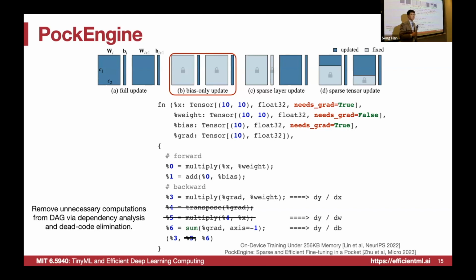Since we're not updating the w, we want to automatically remove this dead code from the backward graph. And as a result, we don't need to save the corresponding activation in that layer. So we want to remove the unnecessary computation from the DAG via dependency analysis and also dead code elimination. We are not updating the weight, but we can remove the code corresponding to dy/dw.